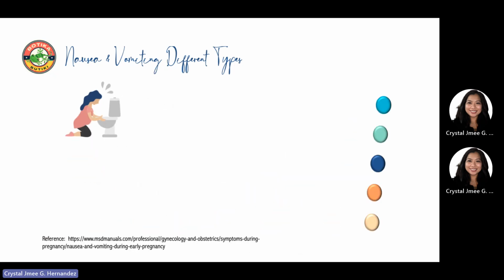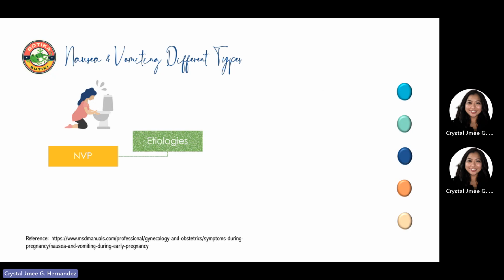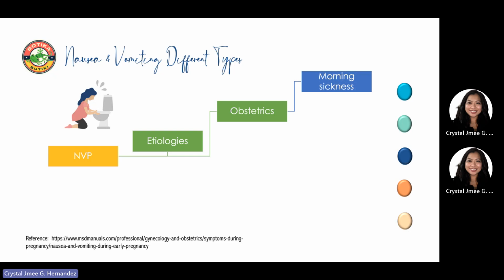Now for NVP, we have several etiologies. It can either be obstetric in nature, or non-obstetric. For obstetric, we have morning sickness. Normally this happens in the first trimester. We also have hyperemesis gravidarum, which is severe nausea and vomiting during pregnancy, and it's an emergency condition in that it will possibly lead to dehydration, weight loss, and ketosis for the patient. So that's why it's very important to recognize this and to have it addressed upon admission.